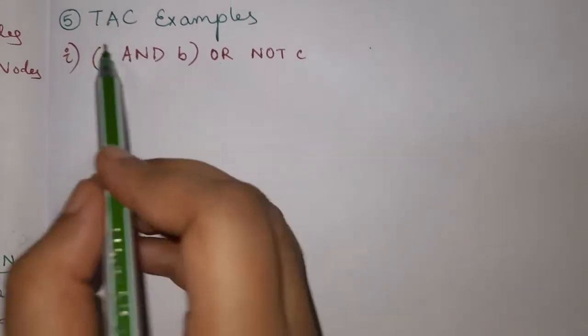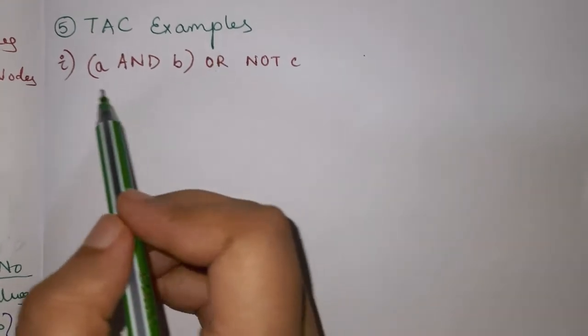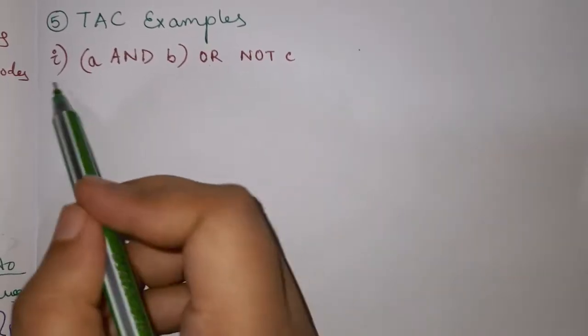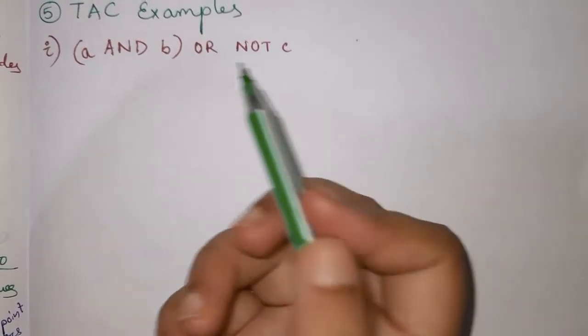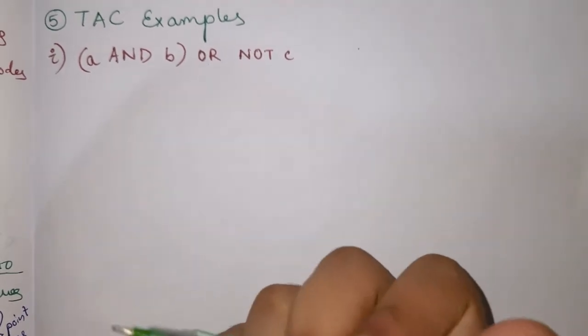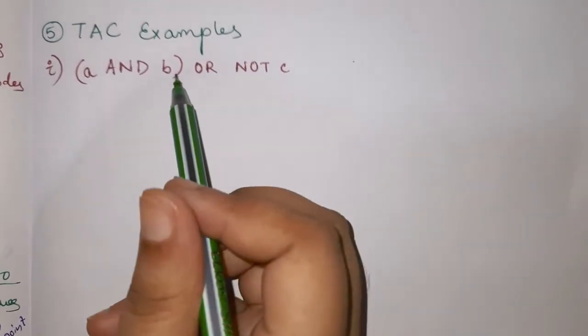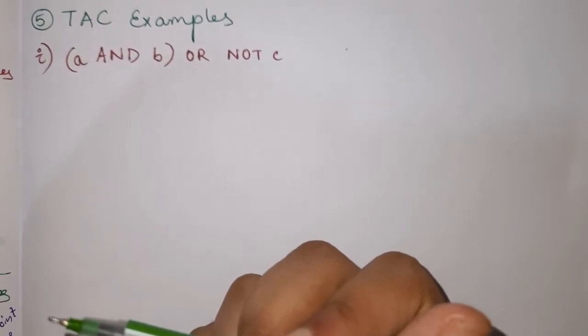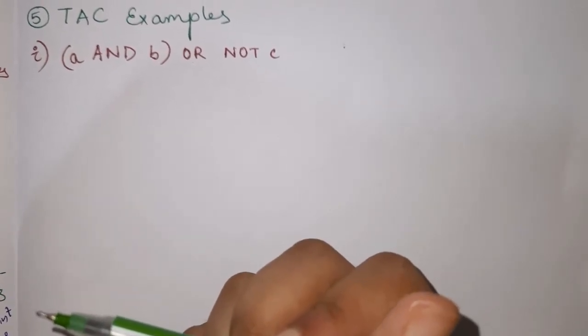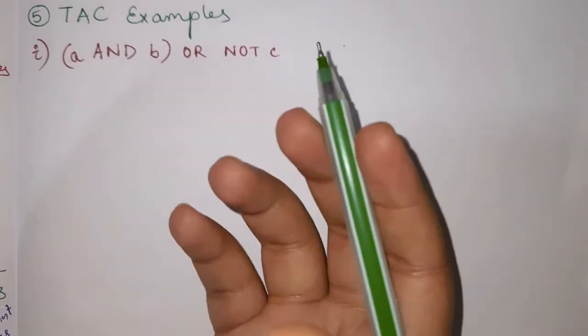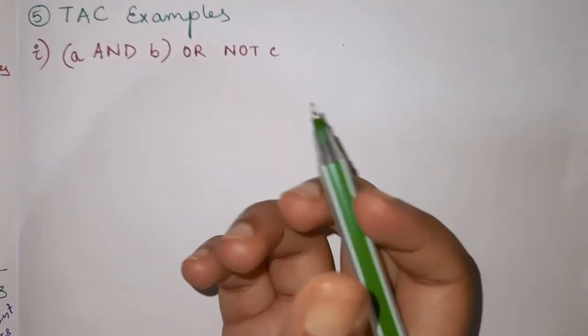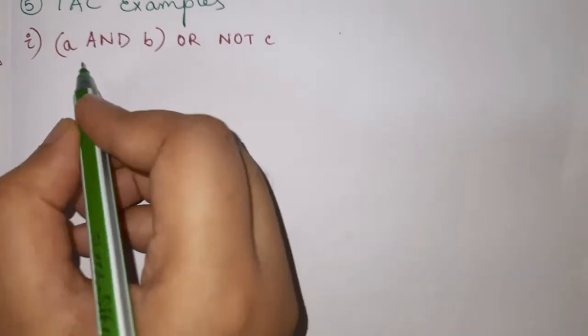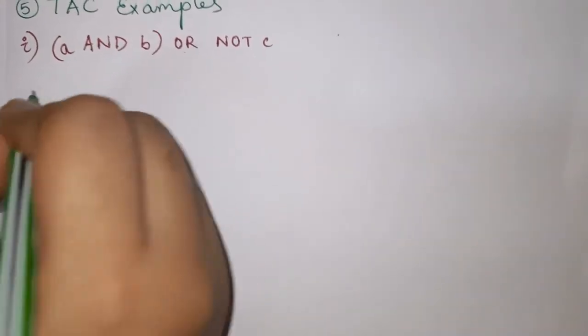Some examples of three address code. Here is a given boolean expression, so we need to write the TAC, or three address code, of this boolean function. For three address code we can use relational operators, but there is no boolean variable or boolean operator. So how to do it?